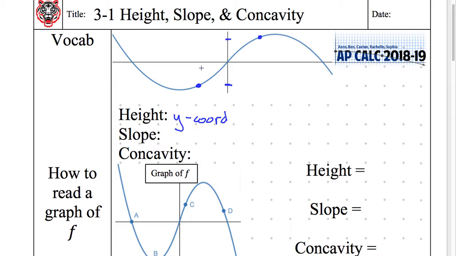I mean, that's pretty easy, Mr. Sindel. We've been doing that since Algebra 1, way back when we were in kindergarten. I don't know when you took Algebra 1 or Integrated 1 for Rochelle. But yeah, y-coordinate, easy, that's the height.